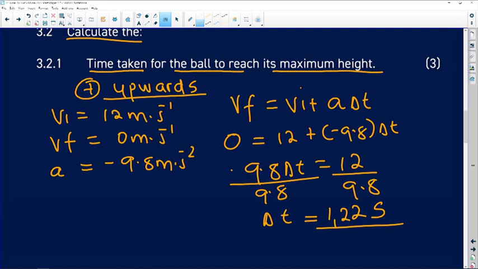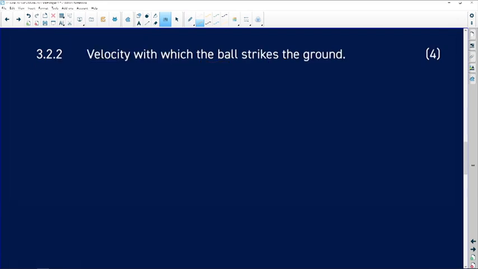That's how we do question 3.2.1. Let us now look at 3.2.2. We are now calculating the velocity with which the ball strikes the ground. So we are looking for the velocity with which the ball strikes the ground. What we can then do here is to look at our diagram.